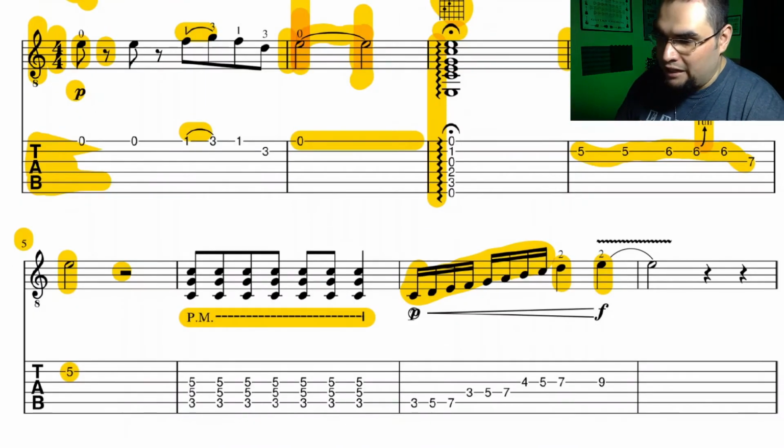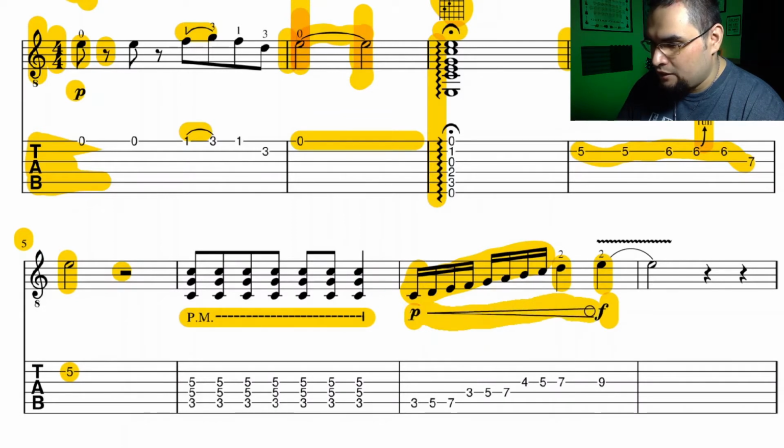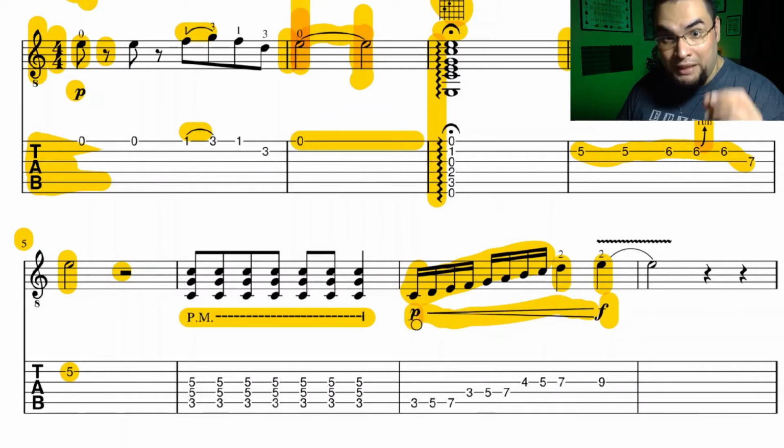Now here we have piano, which we already know is soft, and we have forte, which we already know is loud. But then we have this less than, greater than sign that's a little longer than usual. That is letting you know that you're going to start piano and then slowly grow and get louder until you get to forte. That's it.